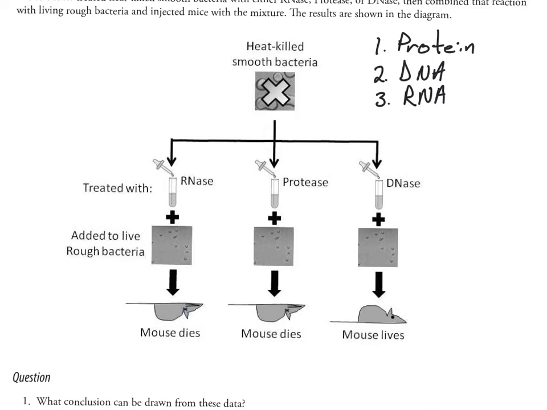So what those 3 gentlemen did is they took that material from the smooth bacteria after they boiled it and made sure it was dead. Instead of mixing it directly with the rough bacteria the way Griffith did, because Griffith wasn't really looking for this, he was just trying to study pneumonia and understand what made it so deadly, they added to one test tube RNase, right? And what did that do?